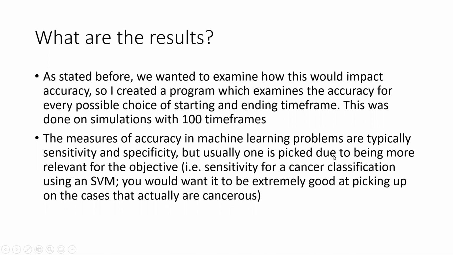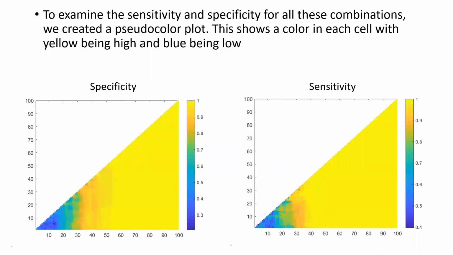But those are things you have to weigh when you're working with machines, and often that causes you to nudge the weights of things, and that can start to affect your accuracy as well. But in order to look at sensitivity and specificity easily, we created a pseudo color plot.